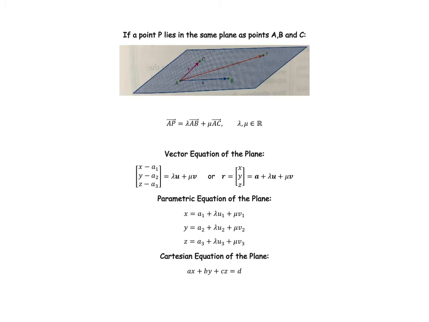If a point P lies in the same plane as A, B, and C, take a look at this diagram here. I have point A, point C, point B, and then there's some point P. Typically, we refer to this point P as an unknown point. We refer to it as X, Y, Z. You'll see that show up in the formulas given below. Let's assume we know the coordinates of A, B, and C.